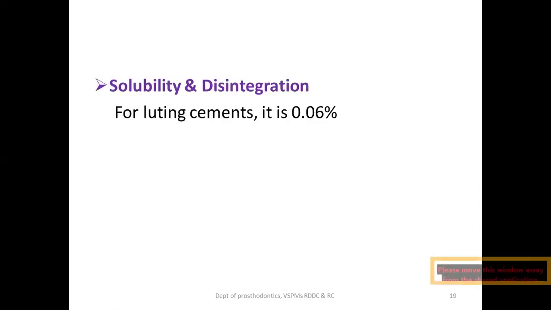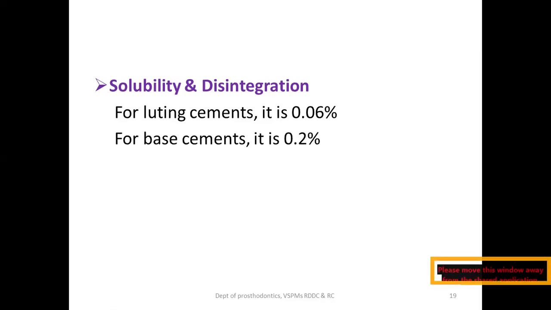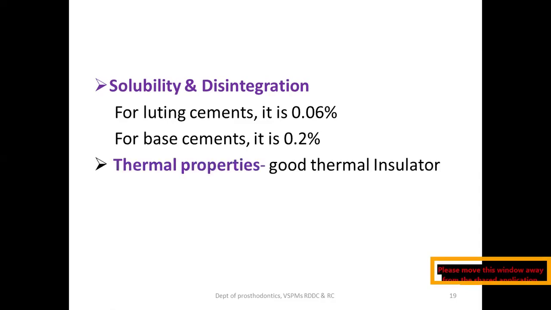The solubility and disintegration of this cement in a luting consistency is 0.06%, and for the base it is 0.2%. If you see the thermal property, it is very similar to the zinc phosphate. It is a good thermal insulator.